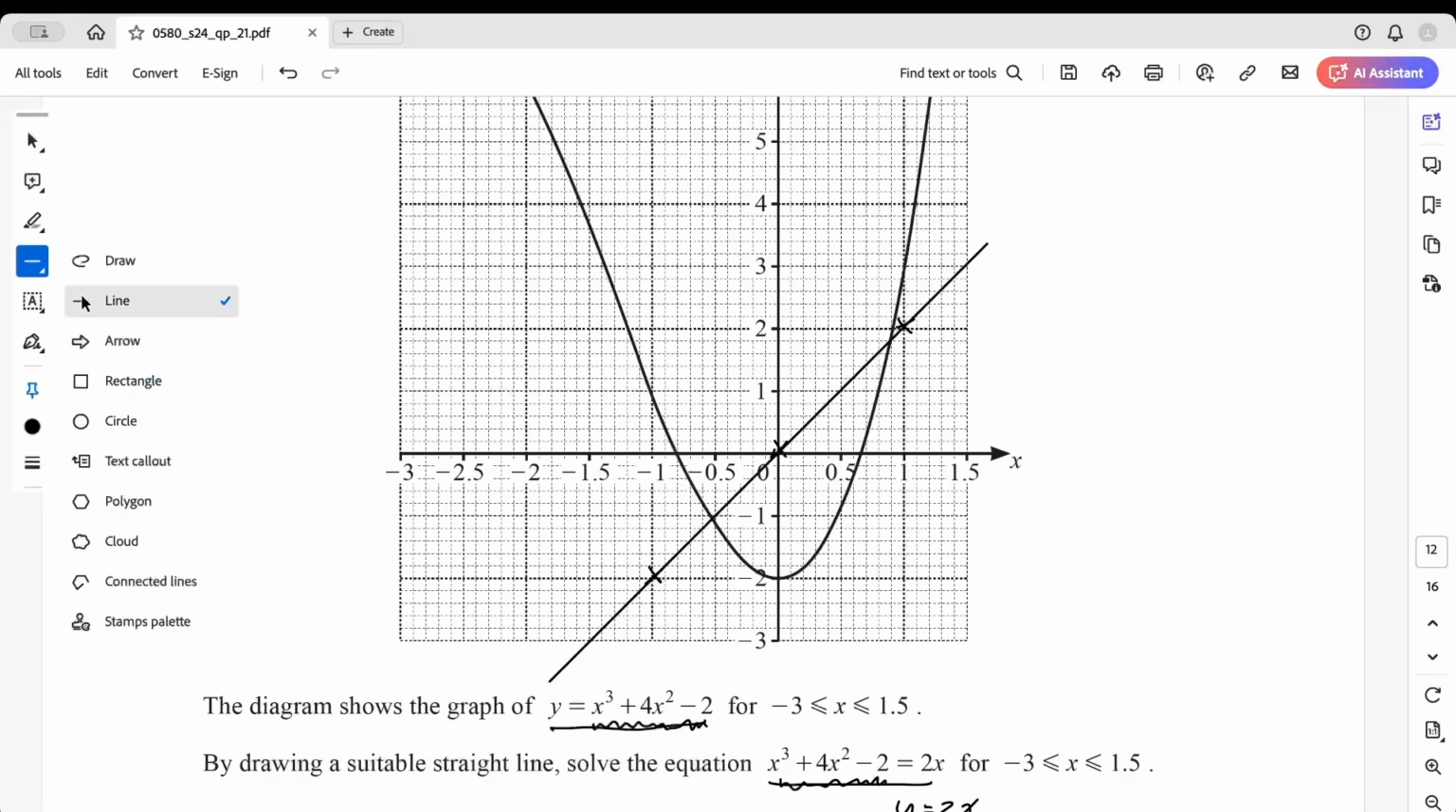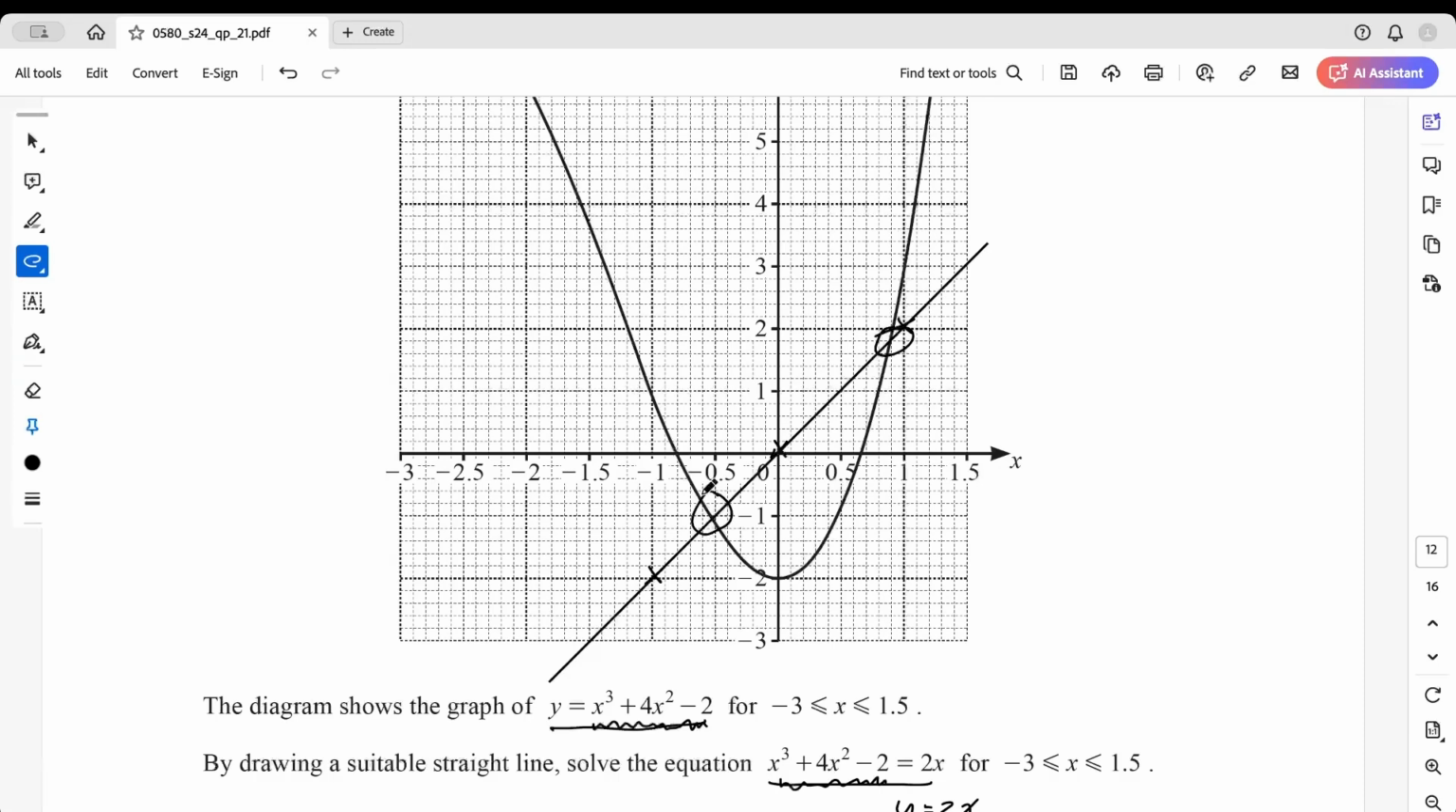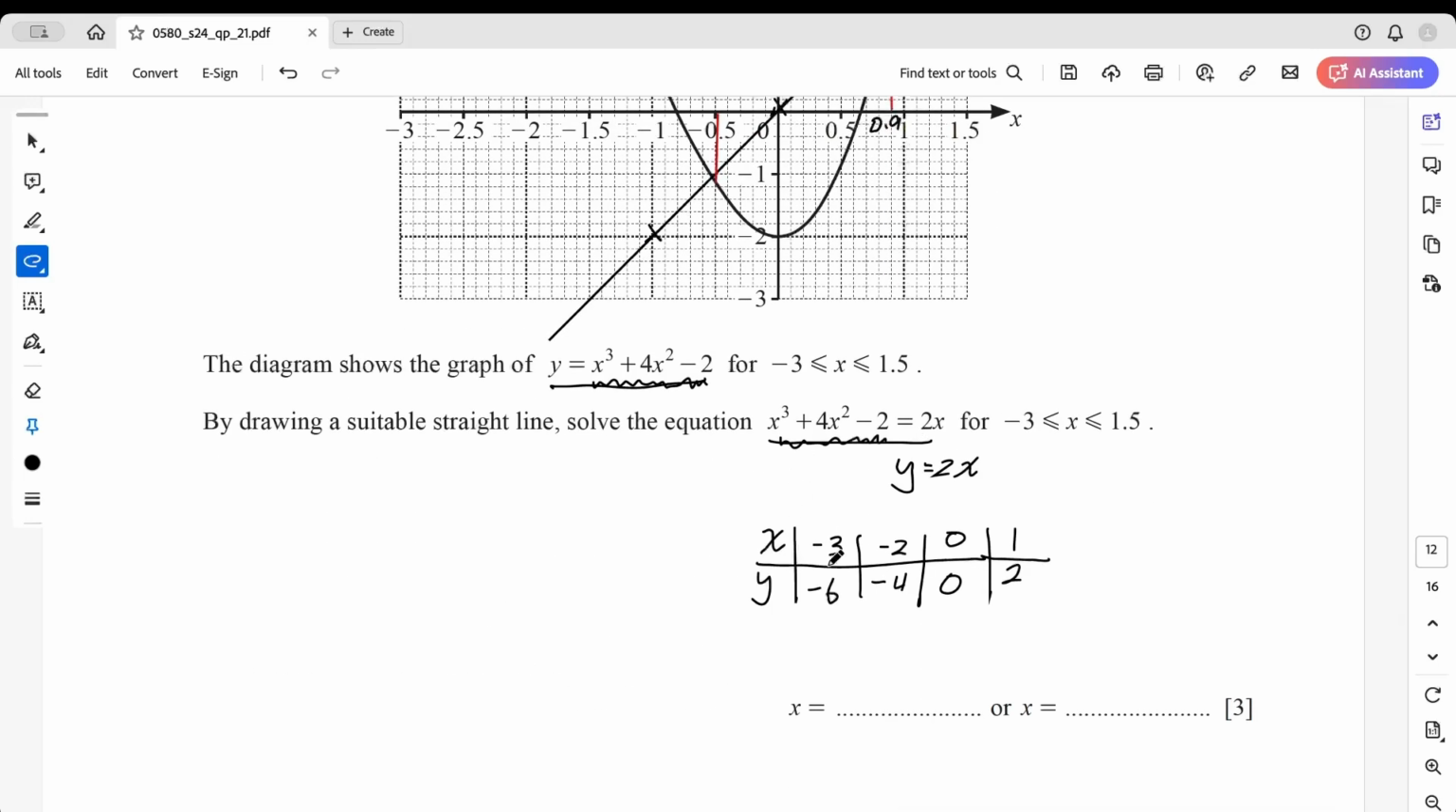Now, once you've drawn the line, you will see 2 points of intersection, which is here and here. From there, read off your x values. Over here, I have an x value, and over here, I have an x value, something like that. So, reading off these, I have x is 0.5, x is -0.5, and x is 0.9. So those are my two x values.